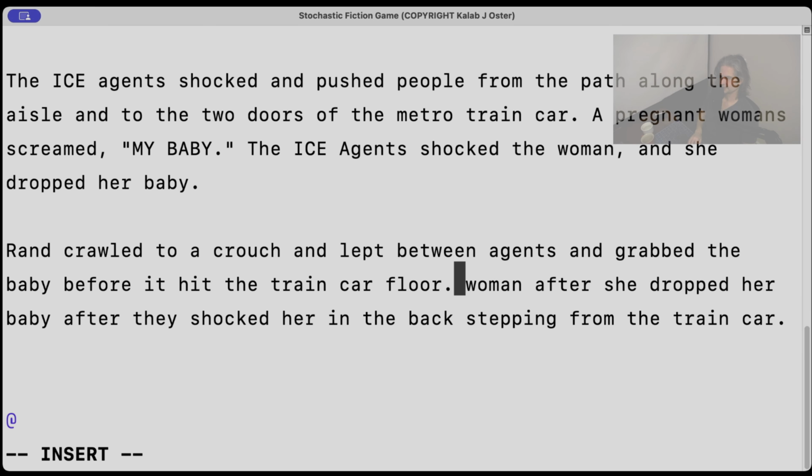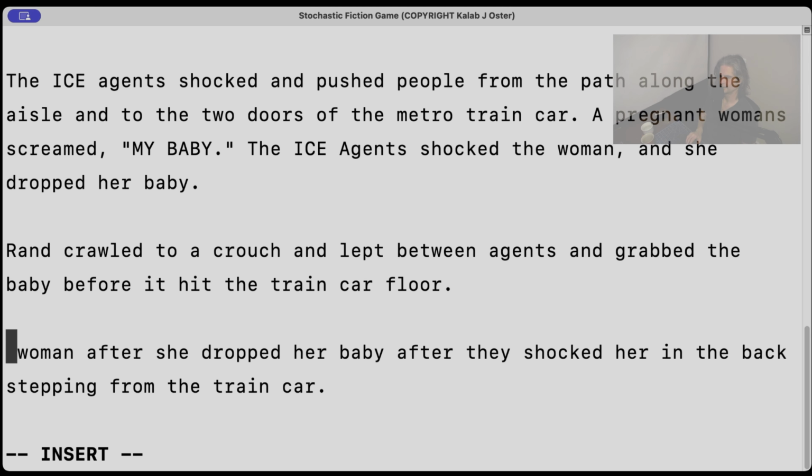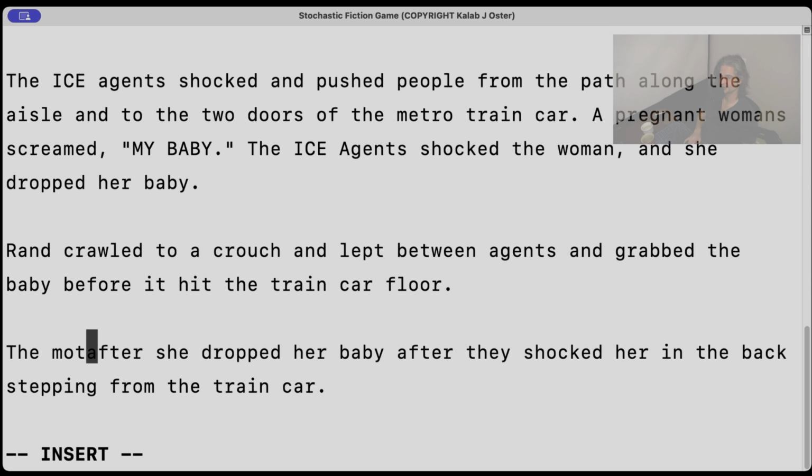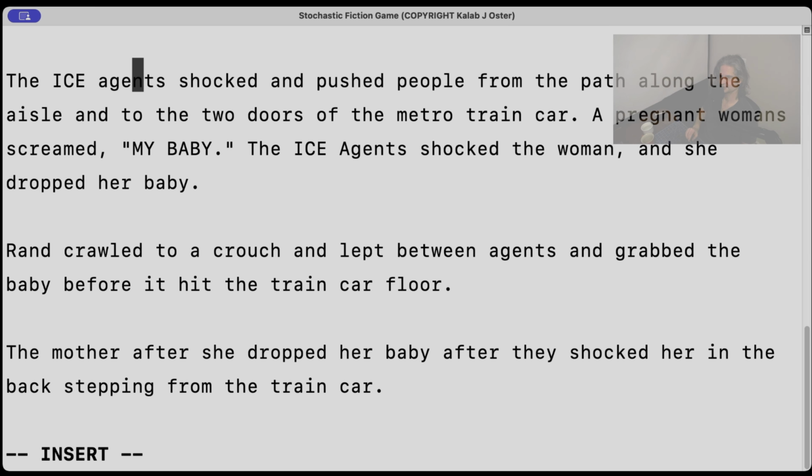This is what's going to trigger him, I think. Right here. The woman, the mother. Now we've got to at least put the human to it.